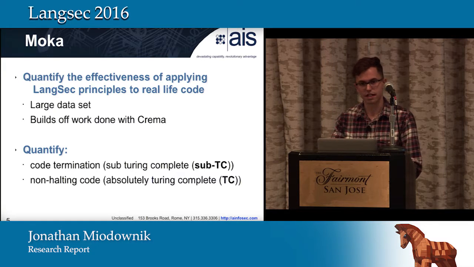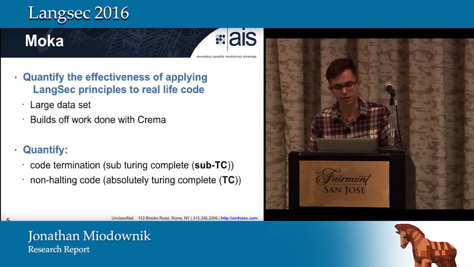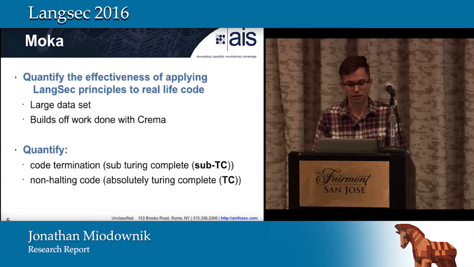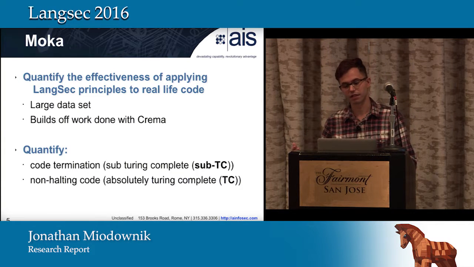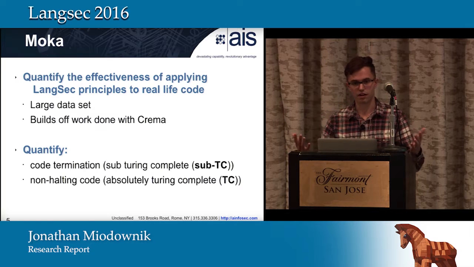We're trying to look at large data sets and, based on what we're seeing, classify certain code portions as either fully Turing-complete or sub-Turing-complete, or somewhere in between, we don't know.